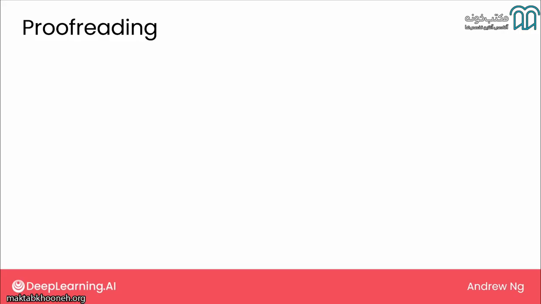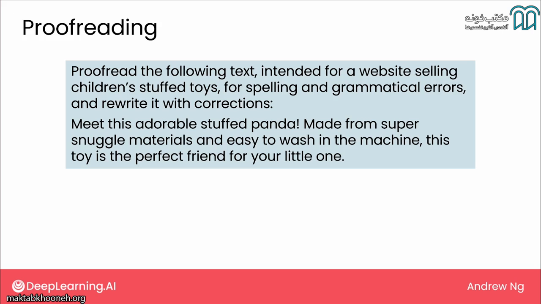Let's take a look at some reading tasks, starting with something that I use myself all the time, which is proofreading. Many times, if I'm writing a piece of text, I will read through it carefully 3 or 4 times myself for spelling and grammatical errors. And even though I thought I proofread it carefully myself, a large language model will still find errors in it that somehow I had missed.